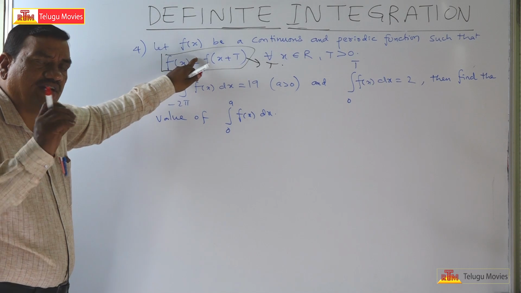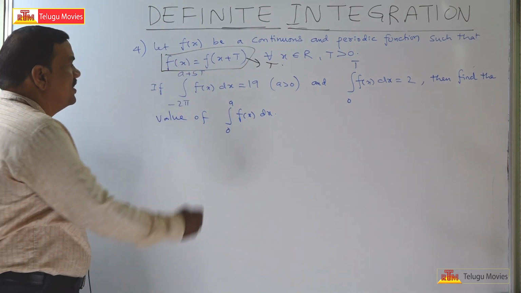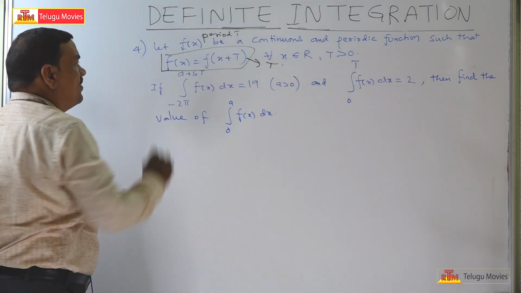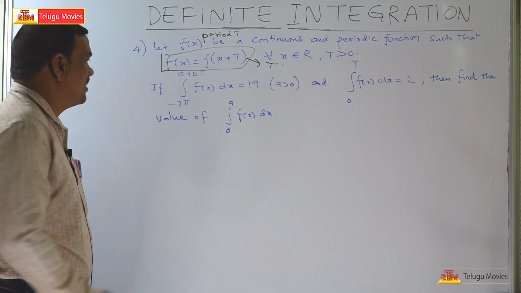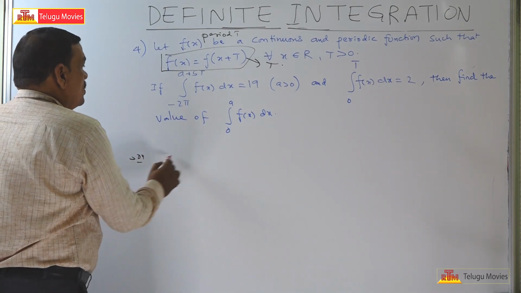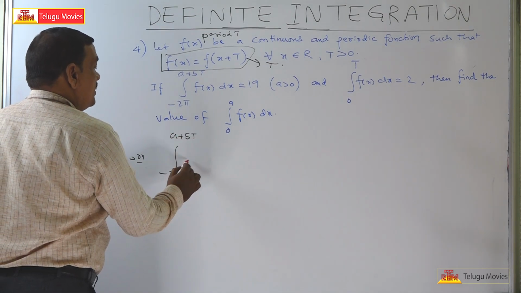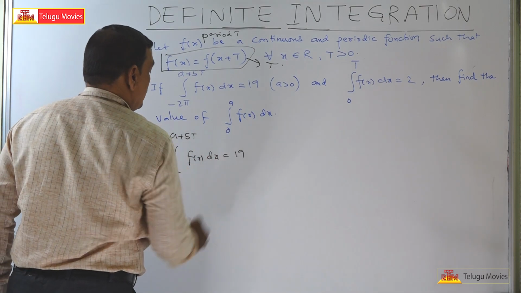From the very first given data, f of x is equal to f of x plus T, the period of this function is T. We have f of x with period T, that is the first one. Let us take this data to the solution. This is the integral from minus 2T to a plus 5T of f of x dx is equal to 19.